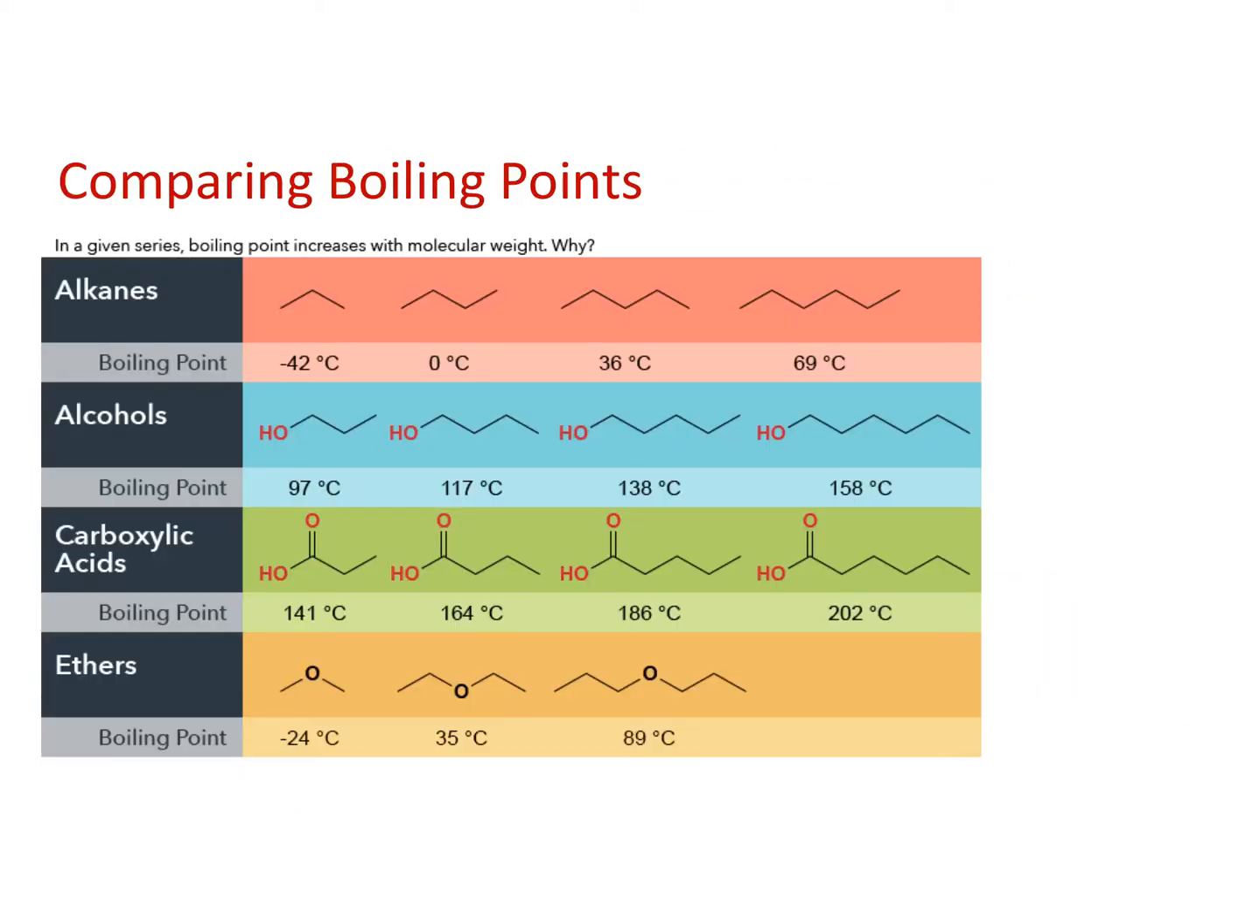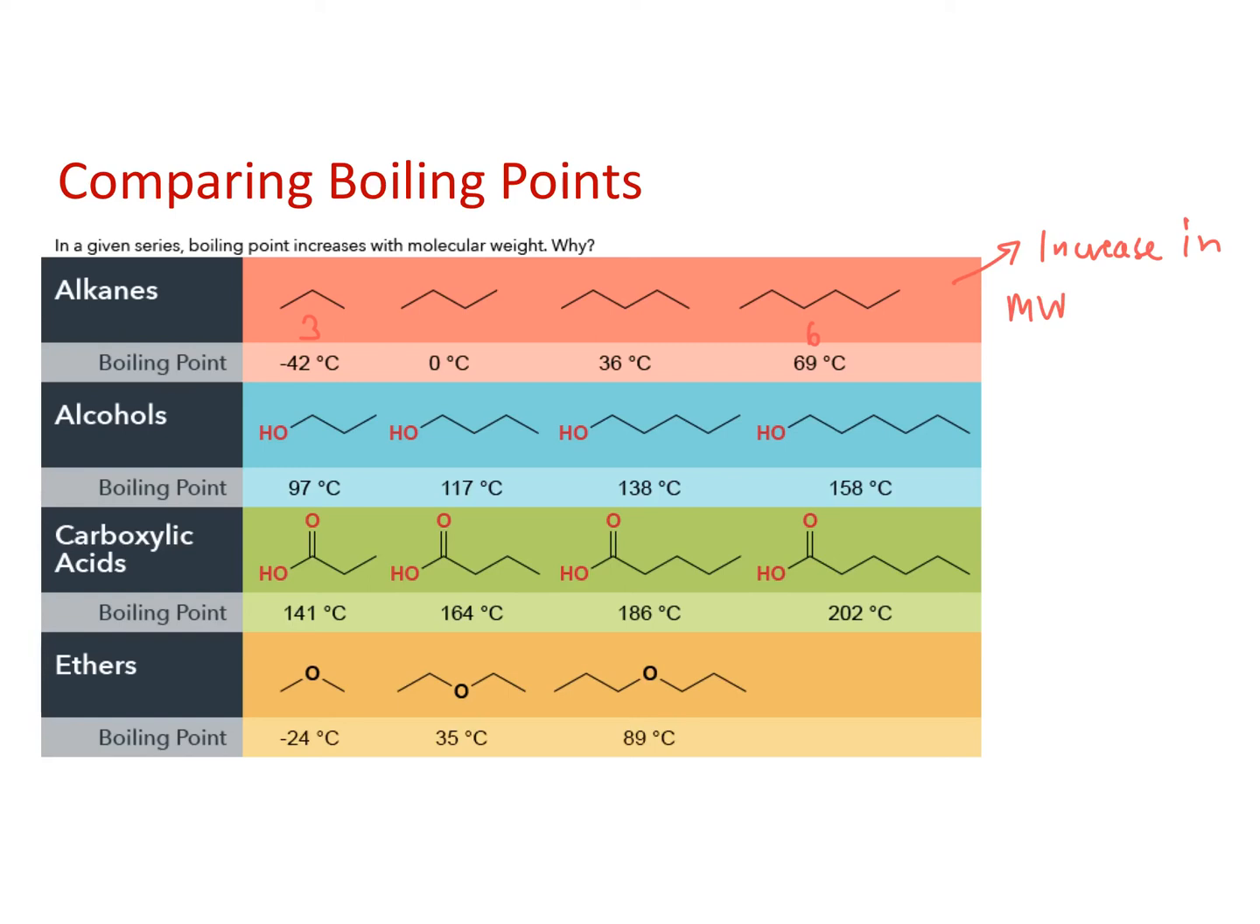Here's one more chart to think about how we can compare the boiling points and summarize everything that we've talked about today. If I look at the first series of alkanes, I go from 3 carbons all the way up to 6 carbons, and I see an increase in the boiling point from minus 42 degrees Celsius all the way up to 69 degrees Celsius. So across that series of alkanes, why do I have an increase in boiling point? I have an increase in boiling point because I have an increase in molecular weight.